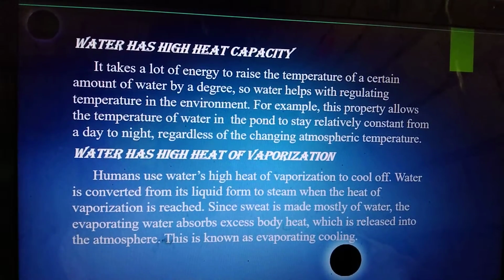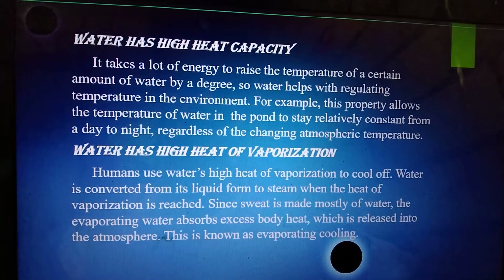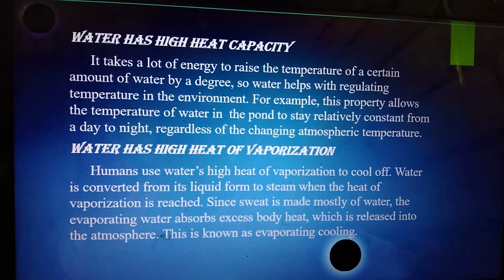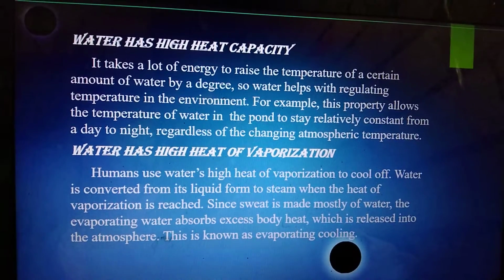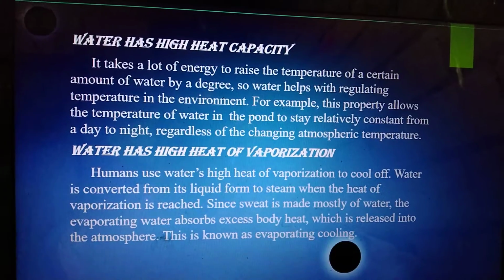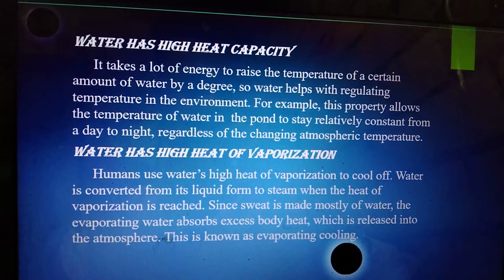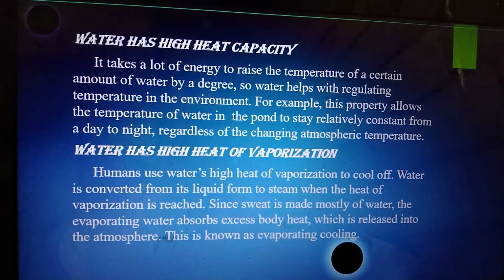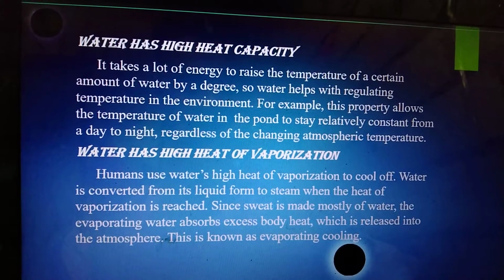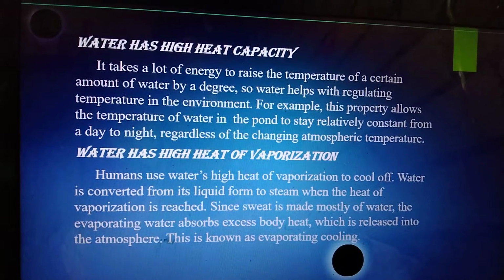And water has a high heat of evaporation. Humans use water's high heat of evaporation to cool off. Water is converted from its liquid form to steam when the heat of evaporation is reached. Since sweat is made mostly of water, the evaporating water absorbs excess body heat, which is released into the atmosphere. This is known as evaporative cooling.